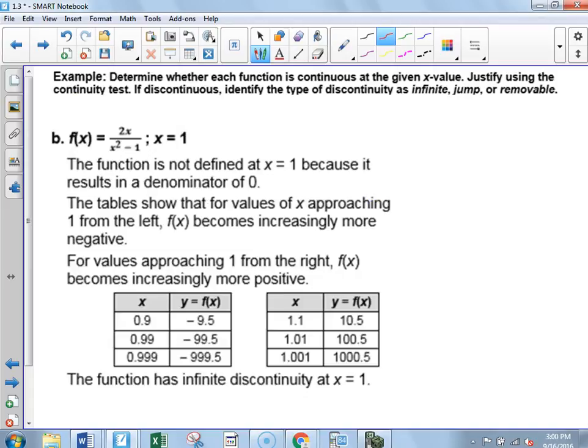What about this one, guys? It asks for the limit, or I'm sorry, is it continuous at 1? It's kind of small, but it says 2x over x squared minus 1. Any ideas?